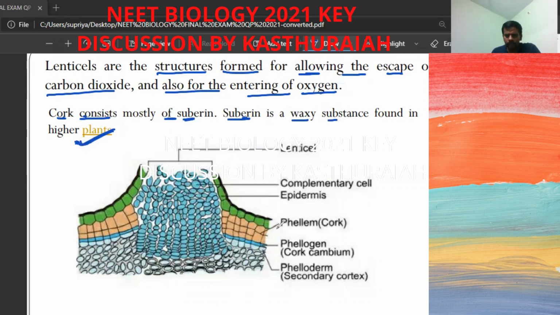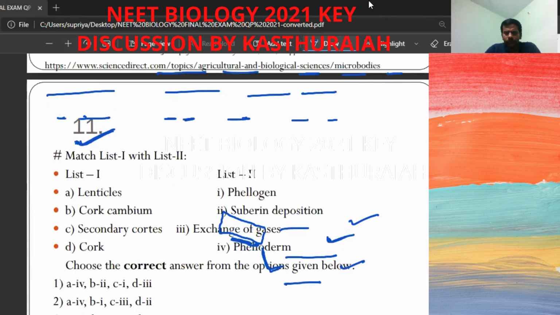Now see students, here this is the phellem. This component here is the phellem or cork. And see here the cork cambium. The cork cambium is phellogen, and the secondary cortex is phelloderm. Right? Now once again we'll try to match the options.